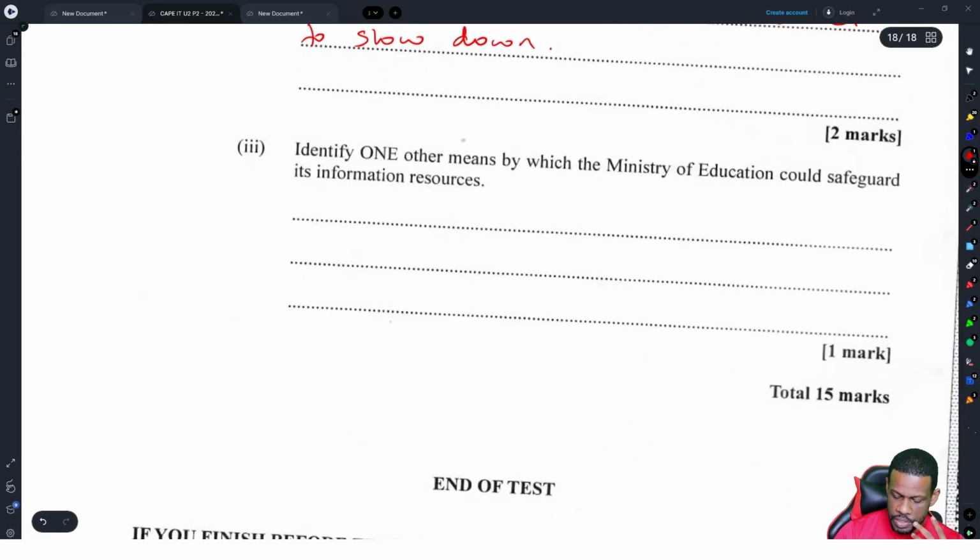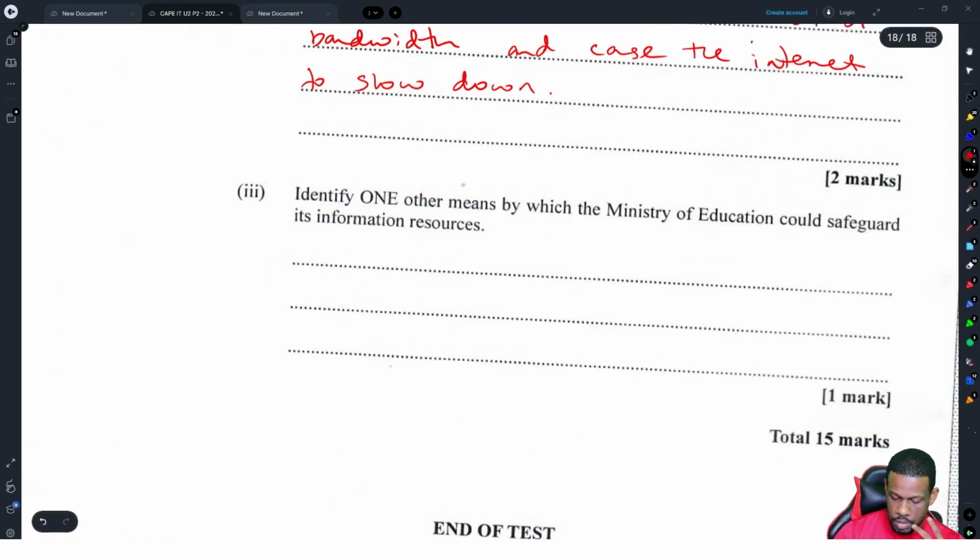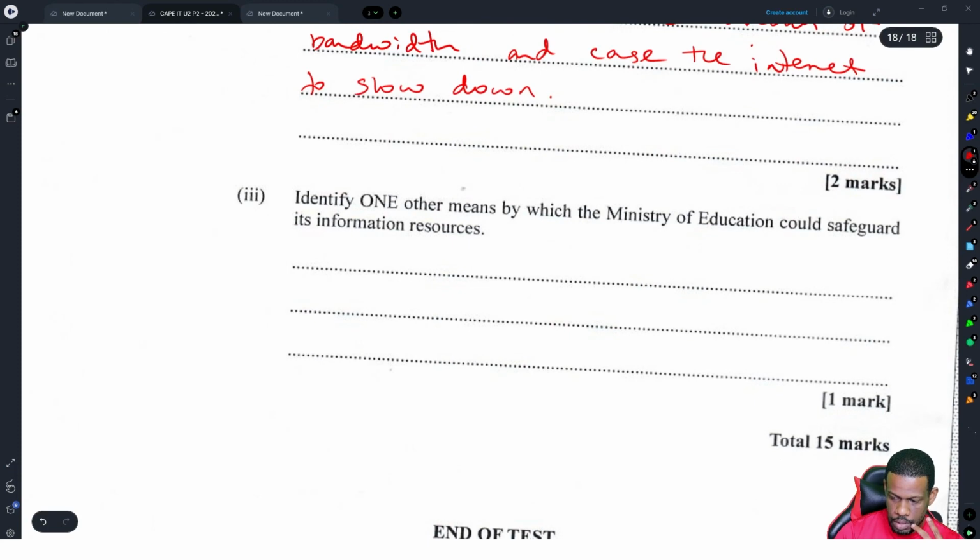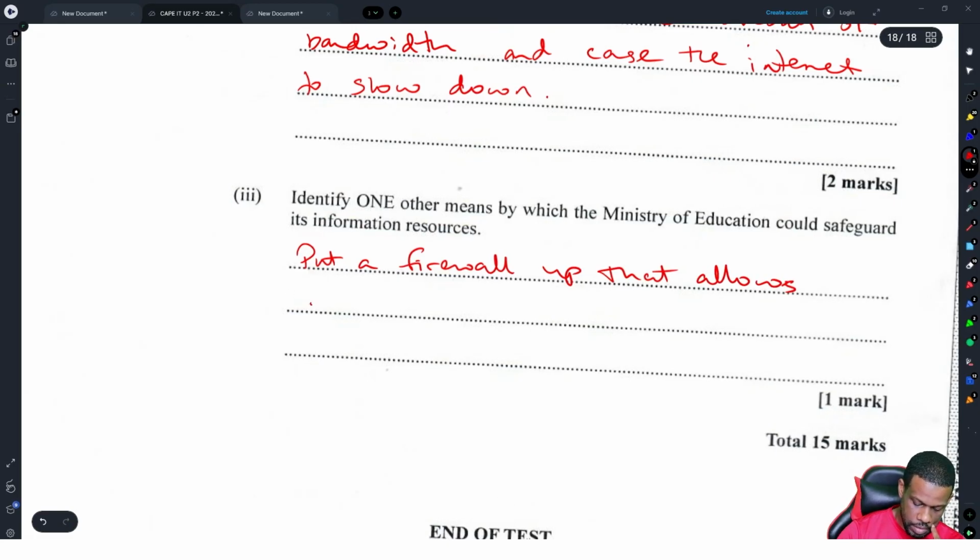Identify one other means by which the Ministry of Education could safeguard its information resources. I guess they could put a firewall up that only allows certain traffic or IP addresses to log in.